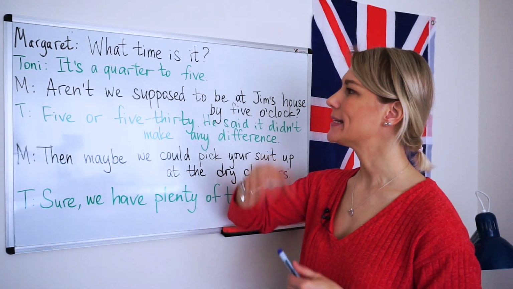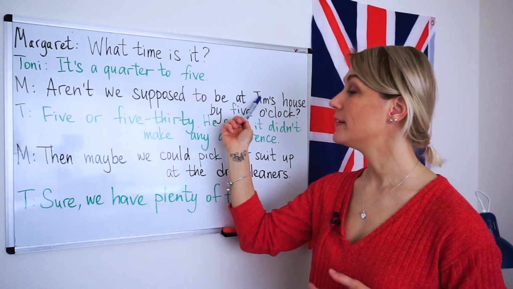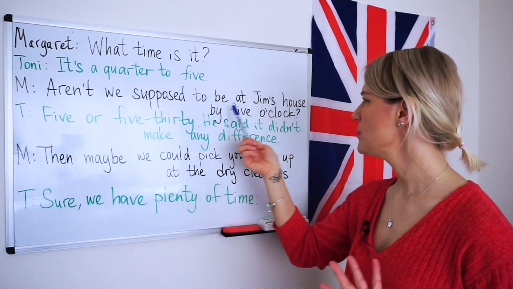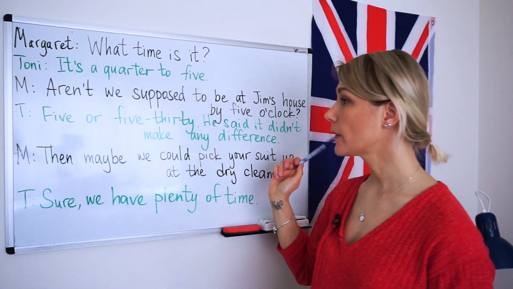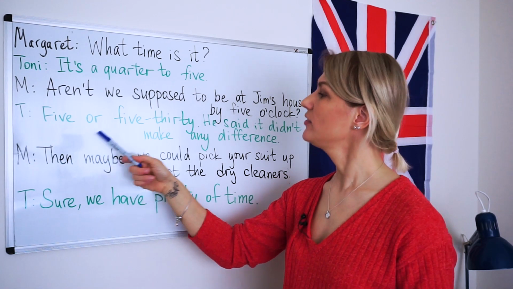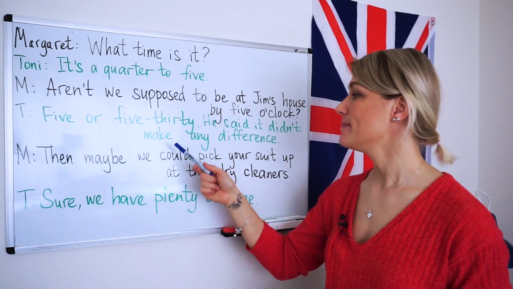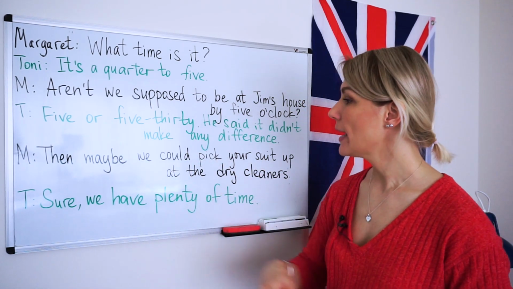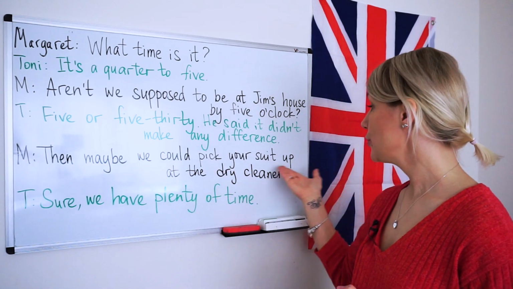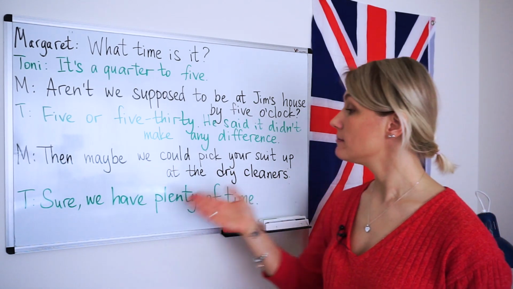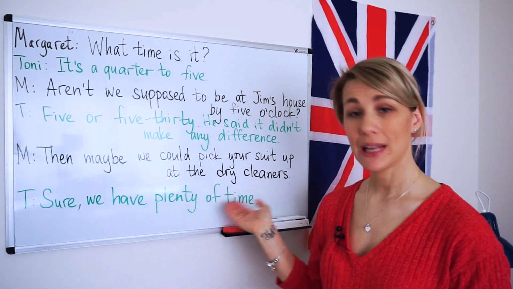What time is it? It's 5:15. Aren't we supposed to be at Jim's house by 5 o'clock? 5 or 5:30. He said it didn't make any difference. Then maybe we could pick your suit up at the dry cleaners. Sure, we have plenty of time.